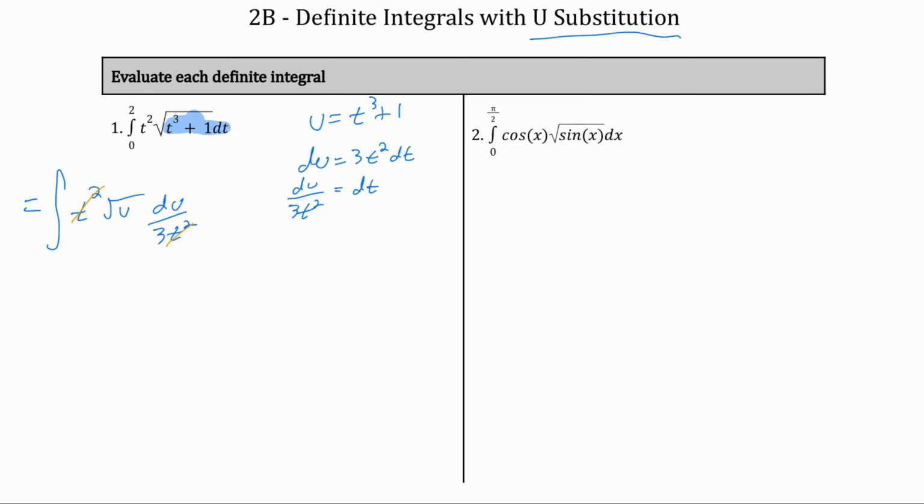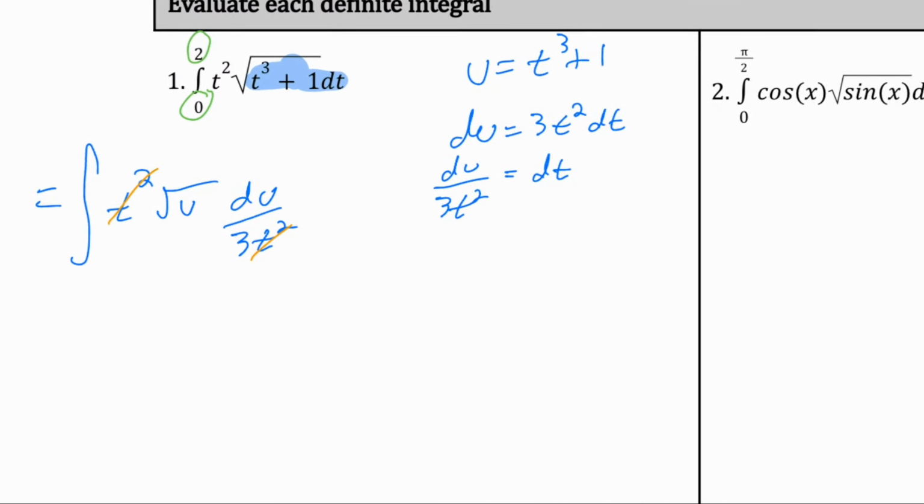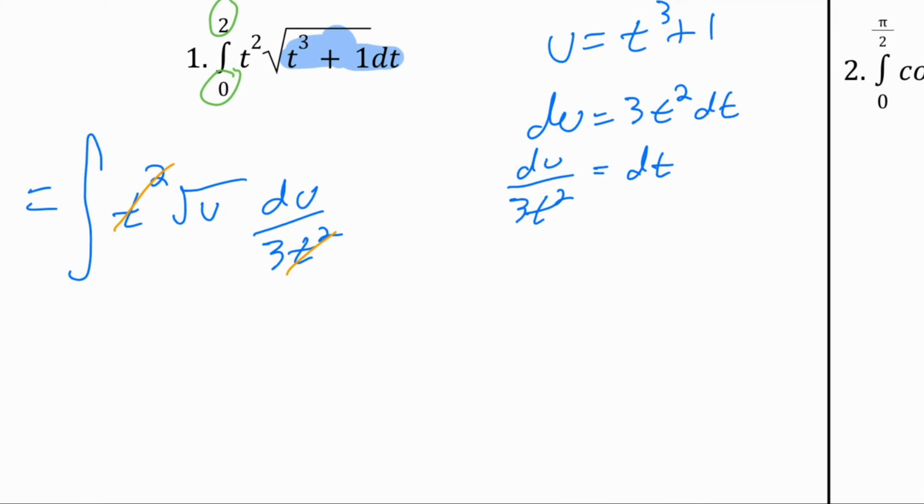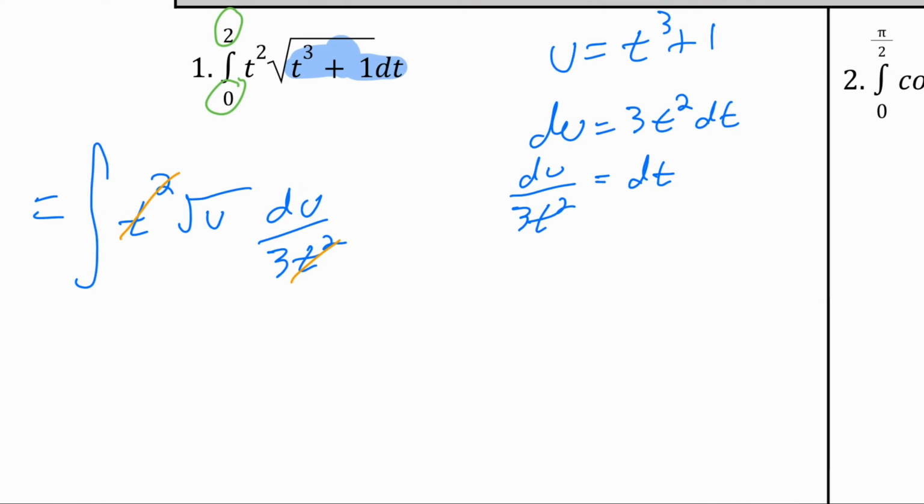The problem is the limits of integration are no longer 0 and 2, because we have changed the variable. Right now we're dealing with the variable u. So what that means is off to the side, we have to acknowledge this. We have to say, okay, when t is equal to 0, we're going to substitute that in. We're going to say u equals 0 cubed plus 1. So what that means is u is equal to 1. So our lower limit is no longer 0, it's now going to be 1.